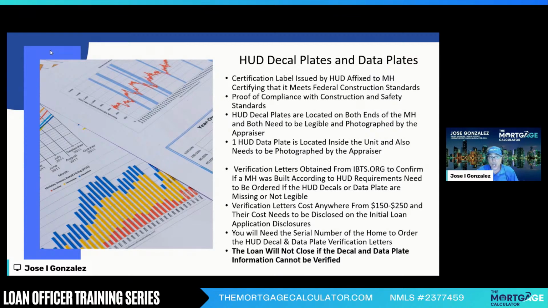Please note, the loan will not close if the decal and data plate information cannot be verified. That's critical, because that's how they're going to verify that everything was built according to HUD certifications.